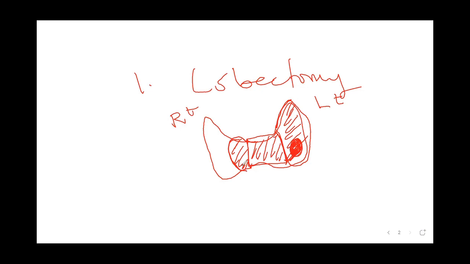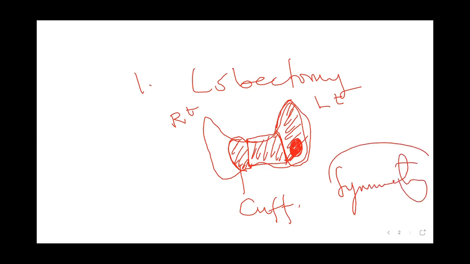The reason why you take a cuff of tissue here is to maintain symmetry in the neck, so that the remnant will nicely fit into the side of the neck without causing any asymmetry in the neck. So that is lobectomy.